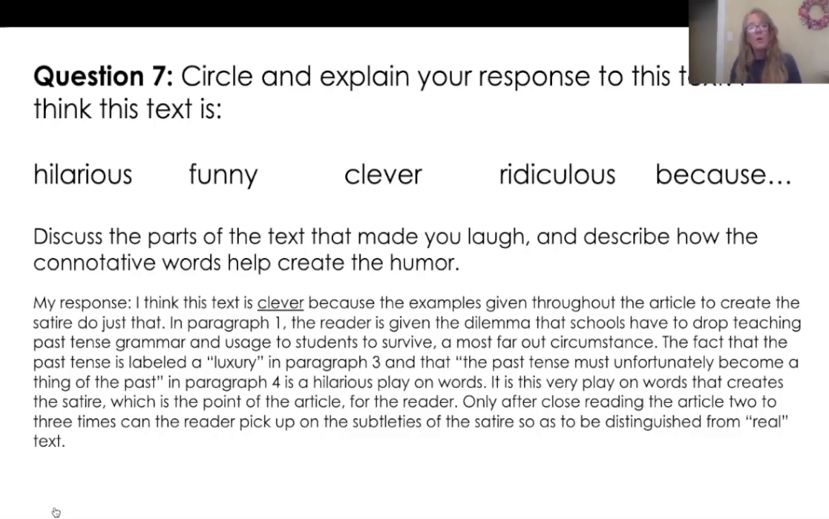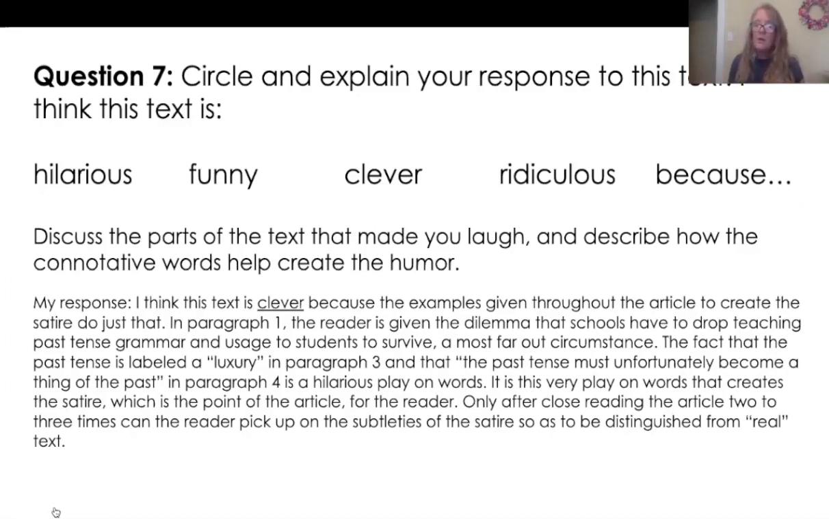In paragraph 1, the reader is given the dilemma that schools have to drop teaching past tense grammar and usage to students to survive, a most far out circumstance. The fact that the past tense is labeled a luxury in paragraph 3 and that the, quote, "past tense must unfortunately become a thing of the past" in paragraph 4 is a hilarious play on words. It is this very play on words that creates the satire, which is the point of the article for the reader. Only after close reading the article 2 or 3 times can the reader pick up on the subtleties of the satire so as to be distinguished from real text.